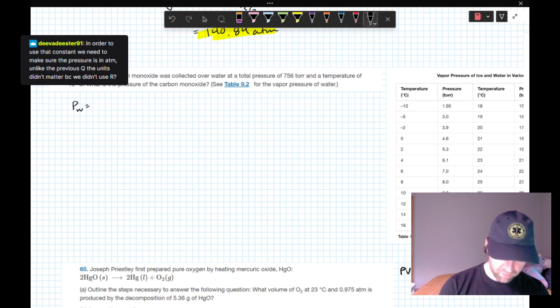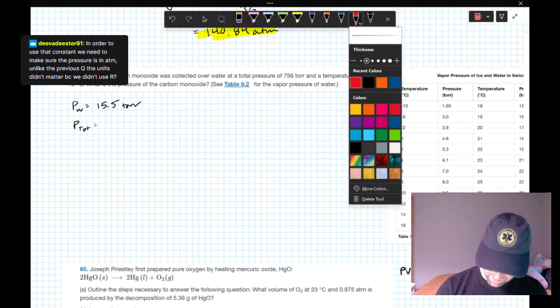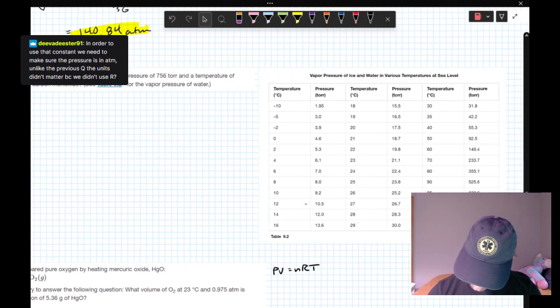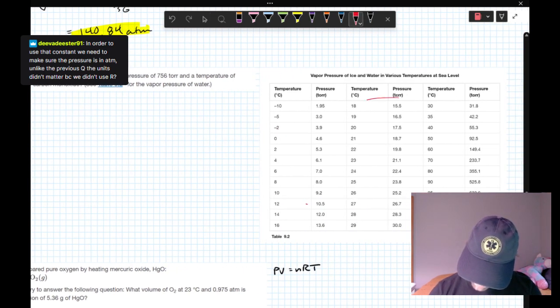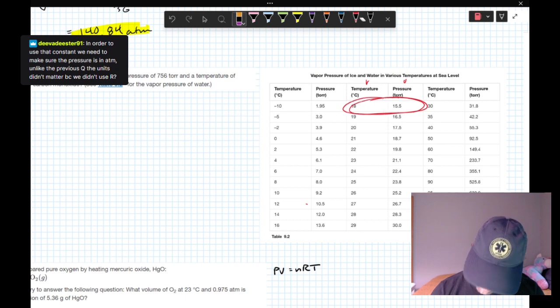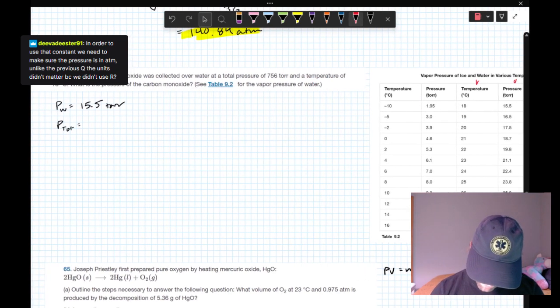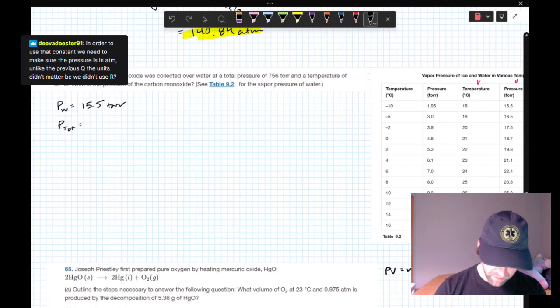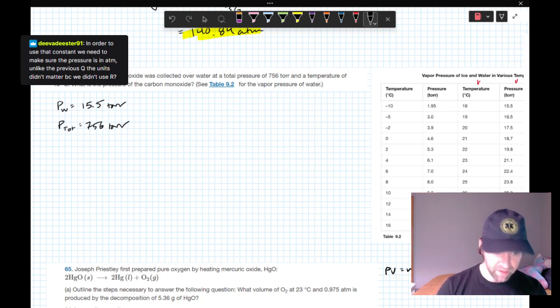We're given the partial pressure of water in torr, and that value, sorry, came from right here. So we have temperature, pressure. We were given a total pressure of 756 torr. And again, with any conversions, we don't need to.